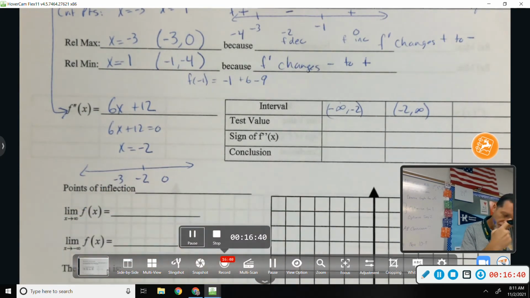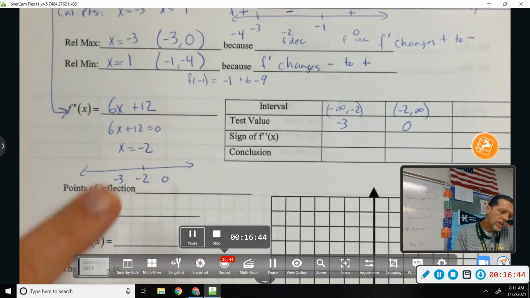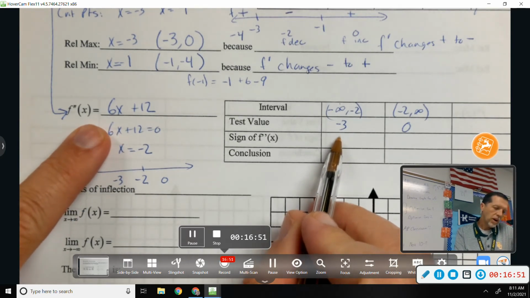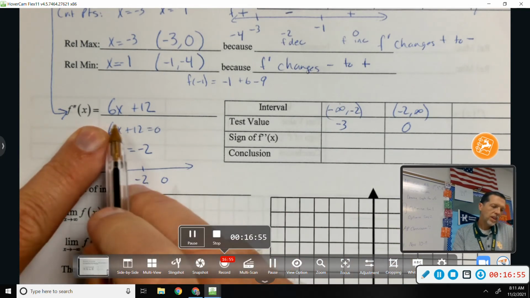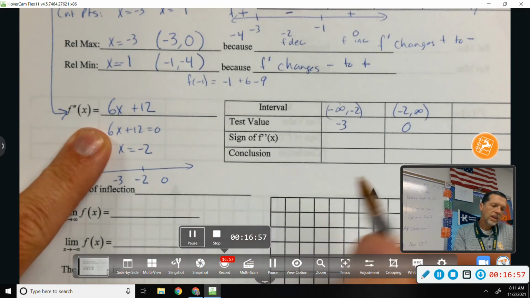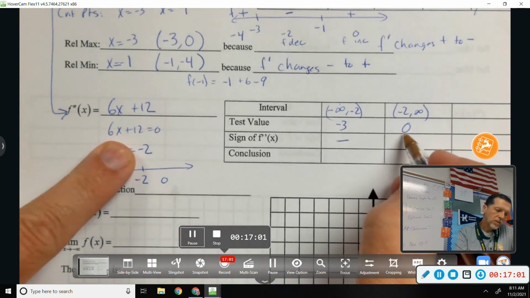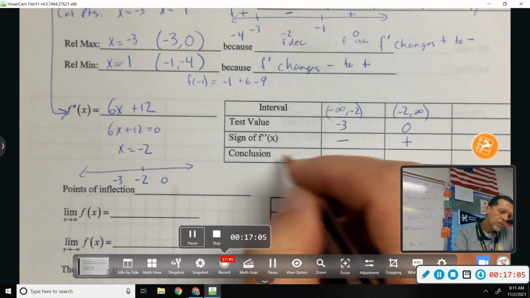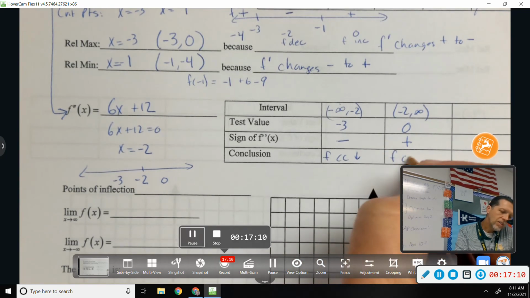Test value negative 3, test value 0. If I plug in negative 3, what do I get for f double prime? I get negative. I don't care what value it is, I care that it's negative. If I plug in 0, it's the easy one. I get 12, positive. So my conclusion then is f is concave down, f is concave up.